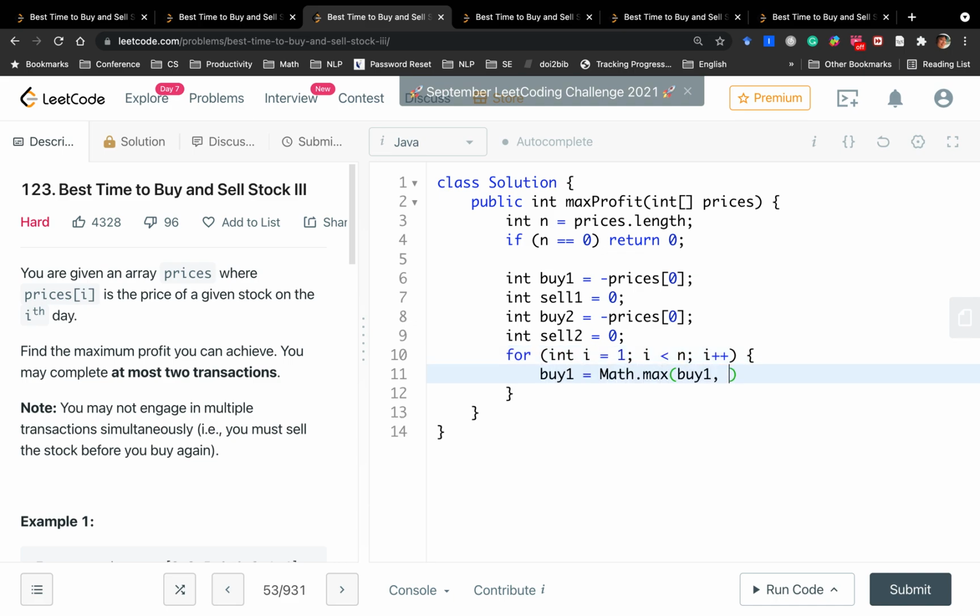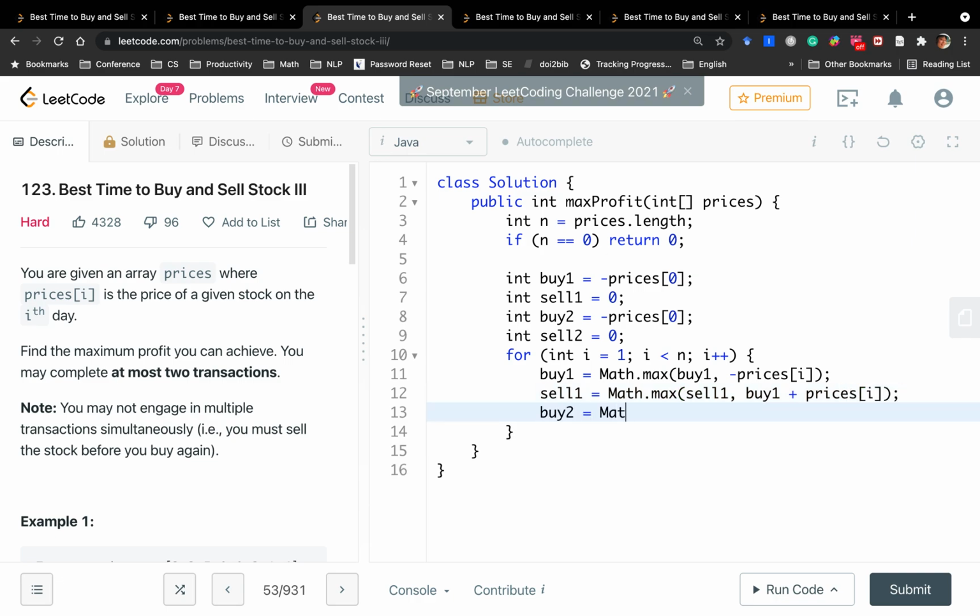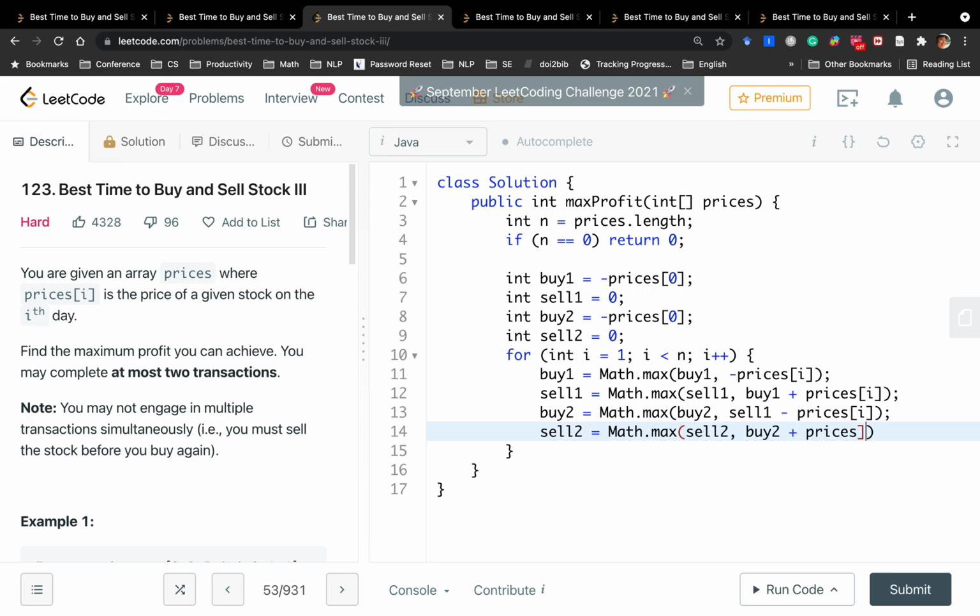It will be buy 1 and negative price is I. We buy the first share today. Sell 1 will be the same. If yesterday the same state, or yesterday we have 1 share, today we sell it, so we earn some money, so we plus. Buy 2 will equal to max, so there will be buy 2 and sell 1, right? Buy, so we cost money, price is I. Sell 2 will equal to max of sell 2, then buy 2 plus price is I.